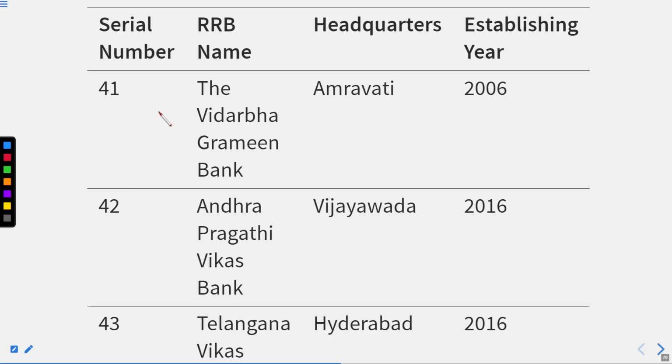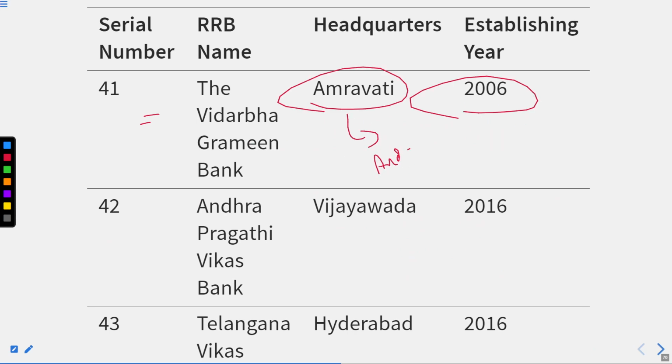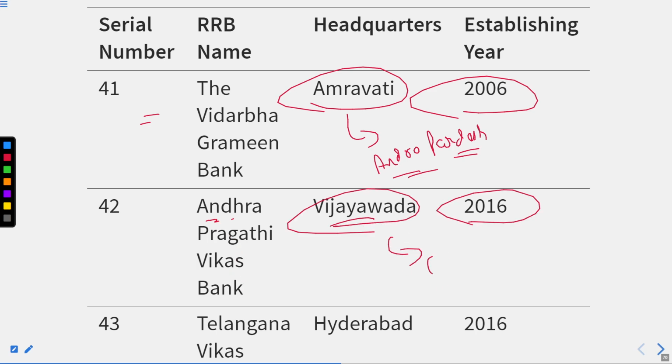Thereafter, we have the Vidarbha Gramin Bank, Amravati, established in 2006. It lies in the state of Andhra Pradesh. Okay. Thereafter, we have the Andhra Pragati Vikas Bank, Vijayawada, 2006, is in the state of Karnataka. 2016, sorry. Okay. Thereafter, we have the Telangana Vikas Bank, which lies at Hyderabad, established in 2016.